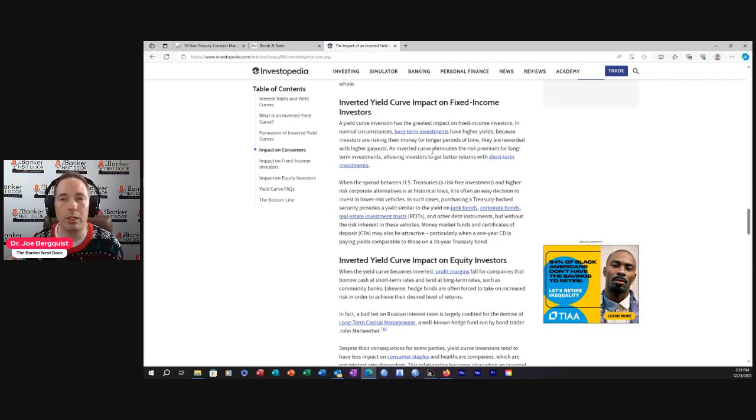This is what I talked about in the last episode on interest rates in terms of the risk-free rate. What the Fed did with the zero interest rate environment was to remove that risk-free rate. So when the spread between U.S. Treasuries, a risk-free investment, and higher risk corporate alternatives is at historic lows, it is often an easy decision to invest in lower risk vehicles.